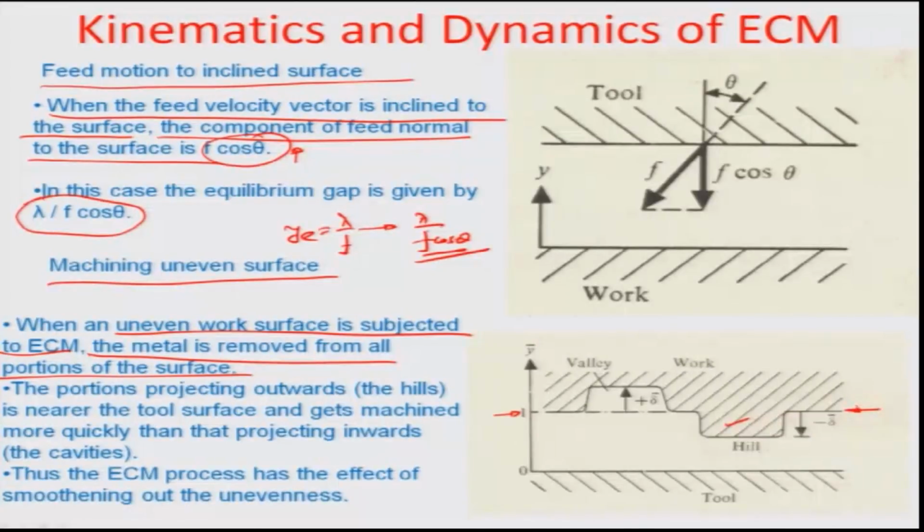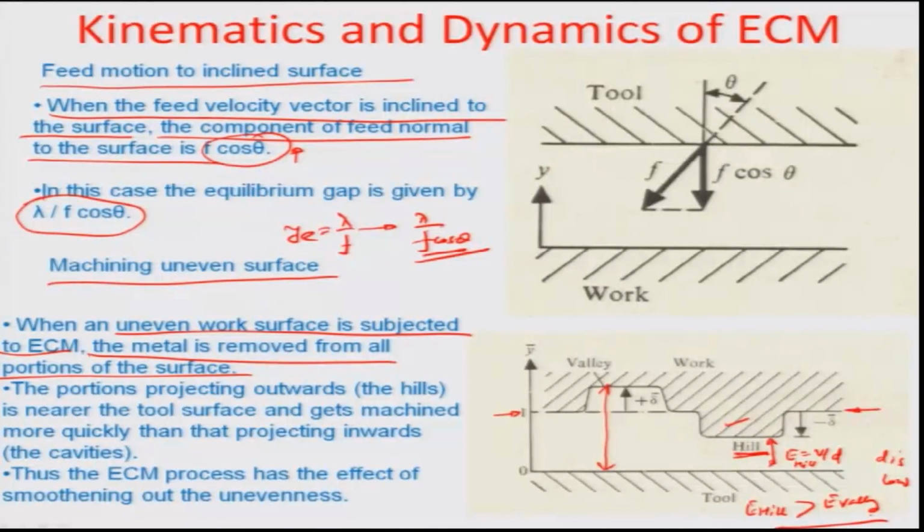This surface, which can be called a hill projected outside, is obviously much nearer to the tool in comparison to a surface which is away, which is called a valley. Because the distance is lesser, the field in this case is more. So E, which is equal to V by D, as the distance D is low, is going to be higher in case of a hill in comparison to that of a valley. So, E hill is greater than E valley.